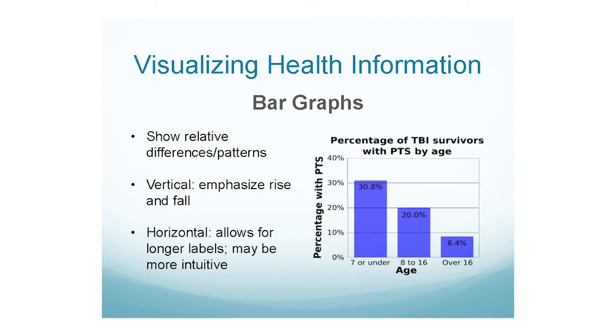Again, you want to make sure that it makes sense and isn't just adding to the confusion. Horizontal allows for your longer labels. The vertical is good for a rise and fall, so if you really want to show a drastic difference, they're great that way.